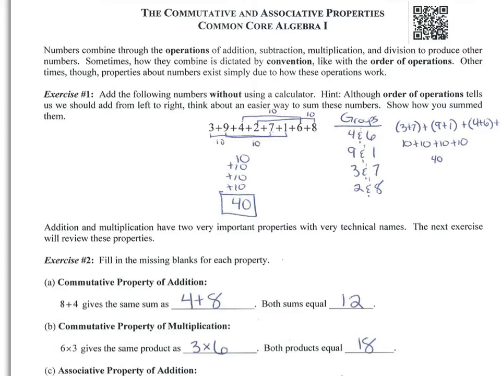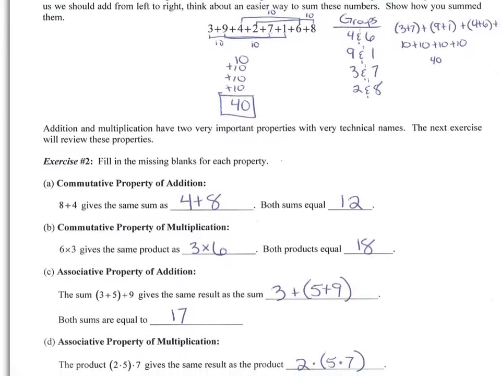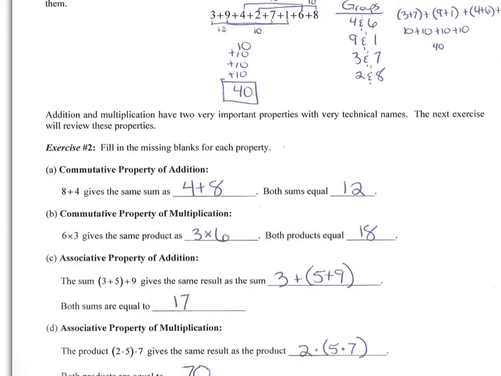So it says addition and multiplication have two very important properties with very technical names. The next exercise will review these properties, and we've seen a little bit of these properties already. 8 plus 4, alright, so it's the commutative property of addition. 8 plus 4 will give us the same sum as 4 plus 8. Both sums equal 12. So commutative, I can switch the order for addition, and I still get the same result.